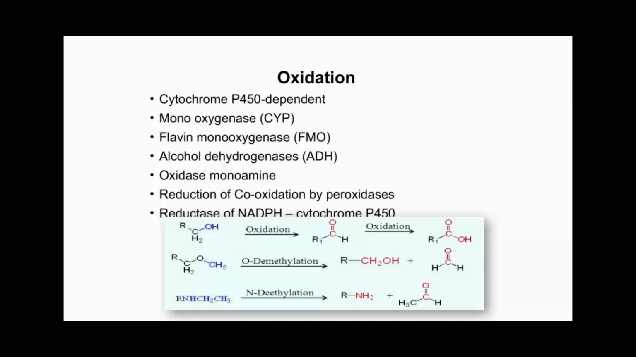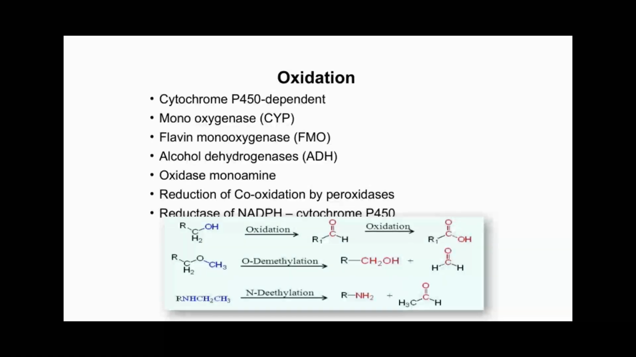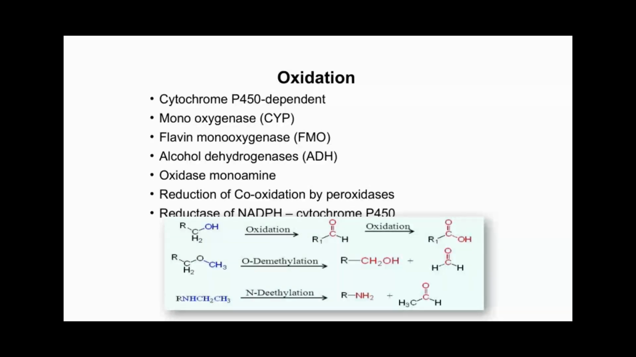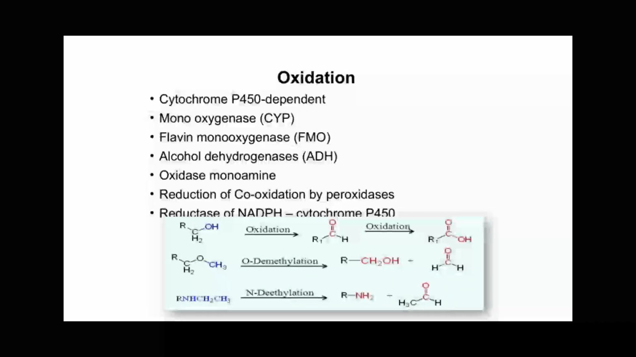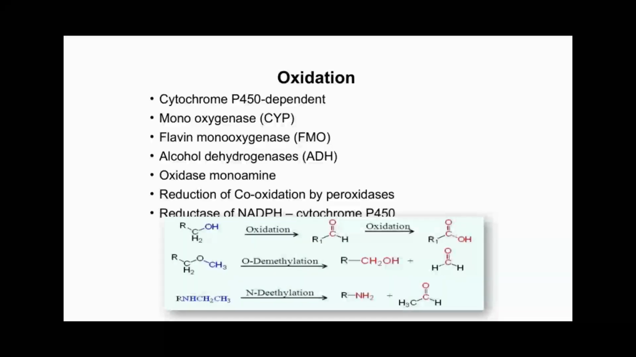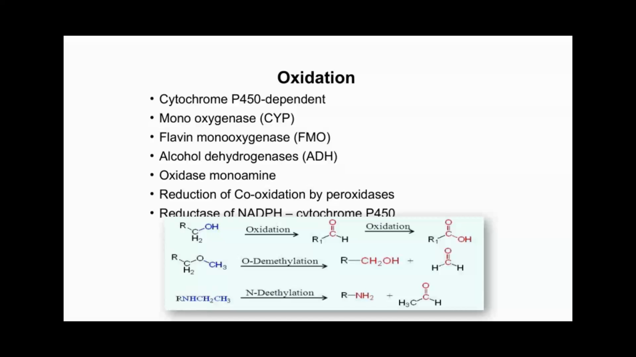Then we have alcohol dehydrogenases, or ADH. These enzymes are crucial for alcohol metabolism, converting alcohols into aldehydes or ketones. This step is vital for processing ethanol and other alcohols efficiently.